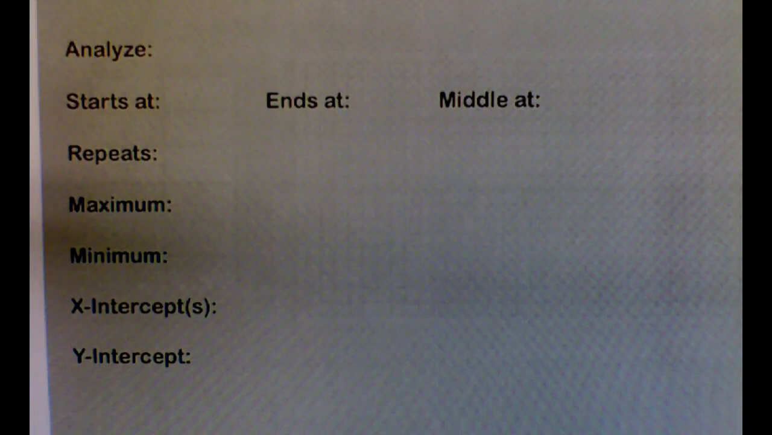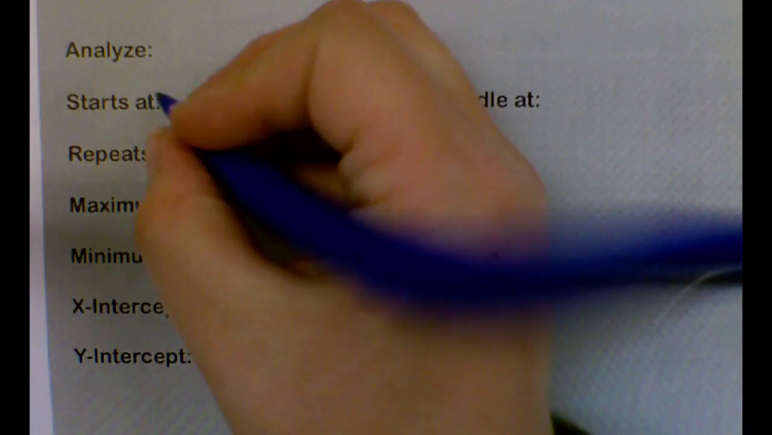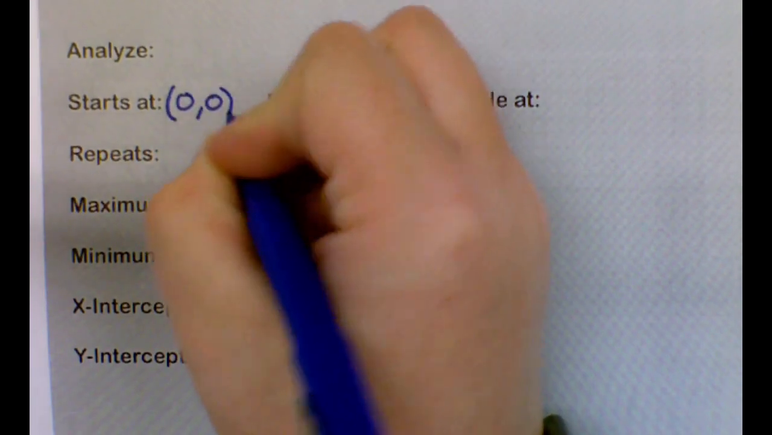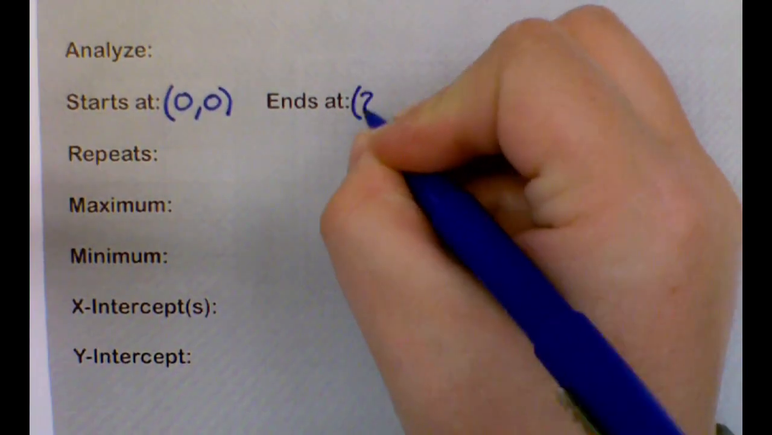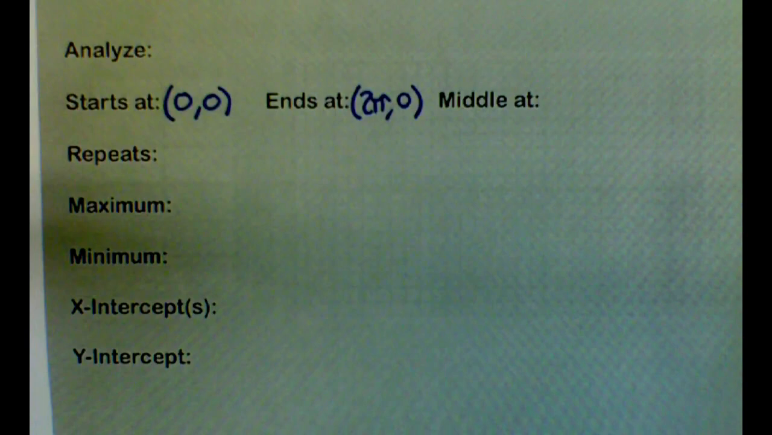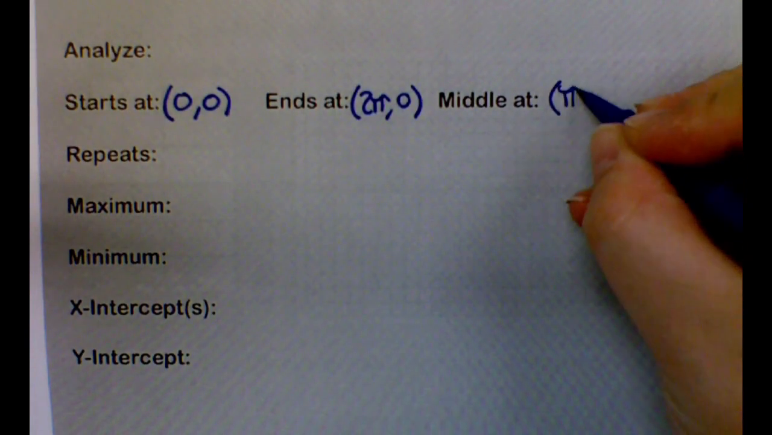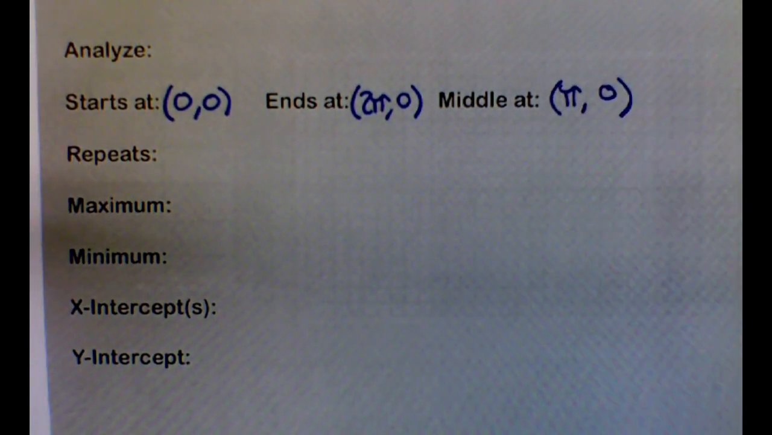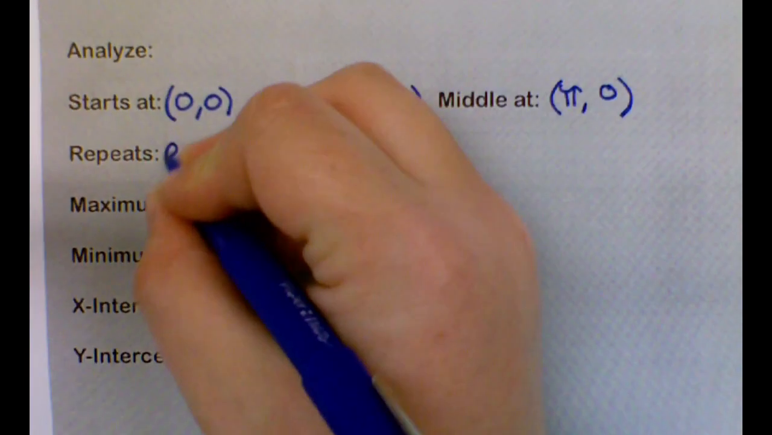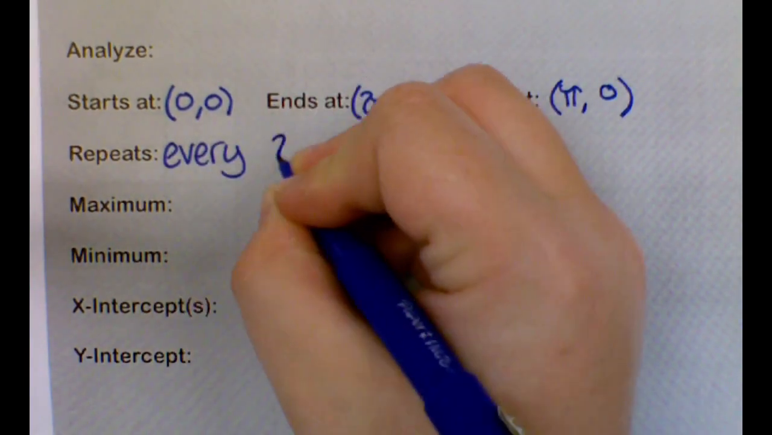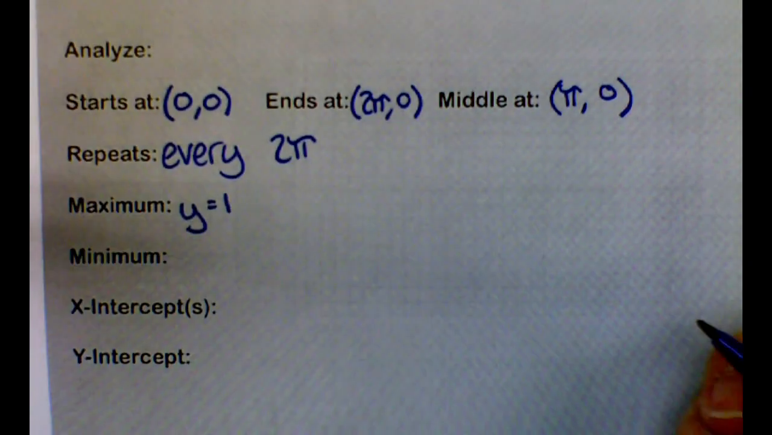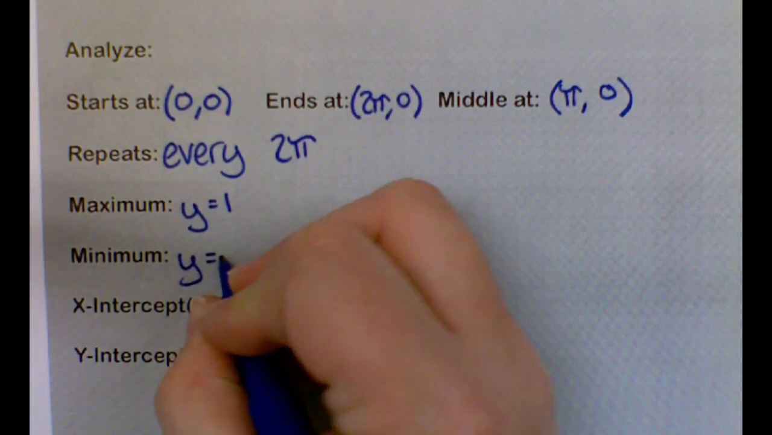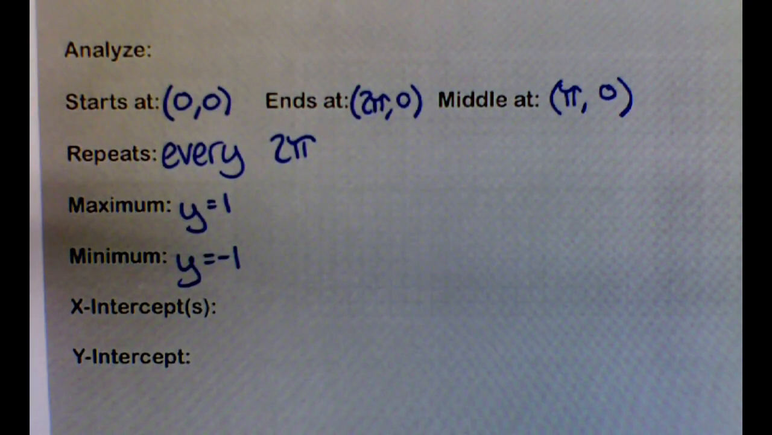So let's analyze this a little bit. We consider the starting of sine to be 0, 0. We say one cycle ends at 2 pi, 0. And right in the middle is pi, which is also 0. It repeats every 2 pi. The maximum value is y equals 1. The minimum value is y equals negative 1. It never goes above or below those.